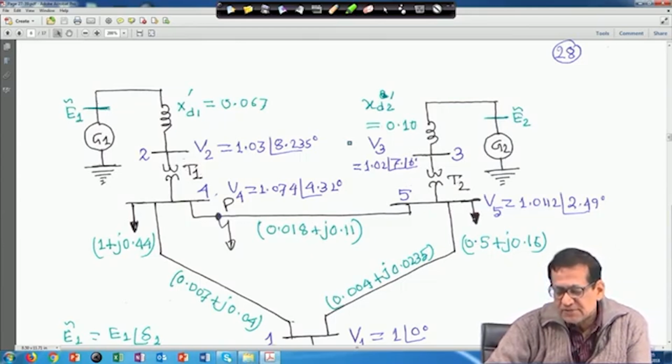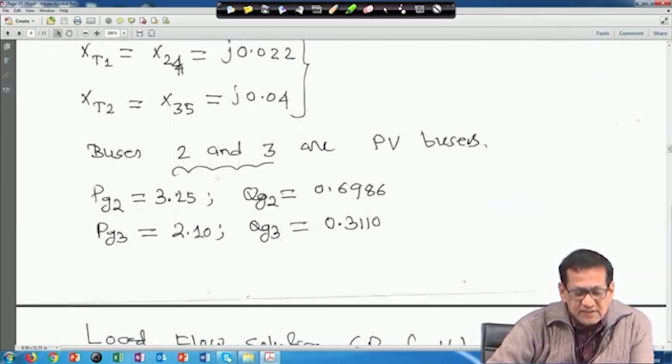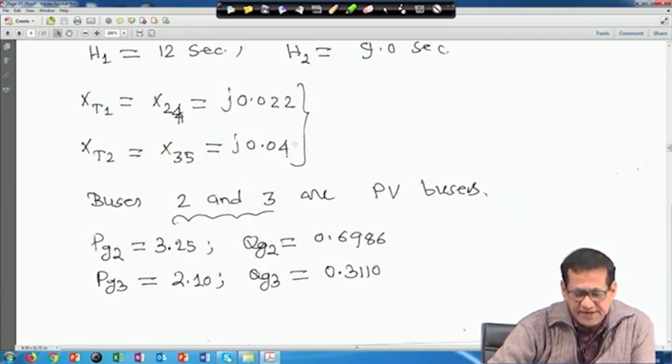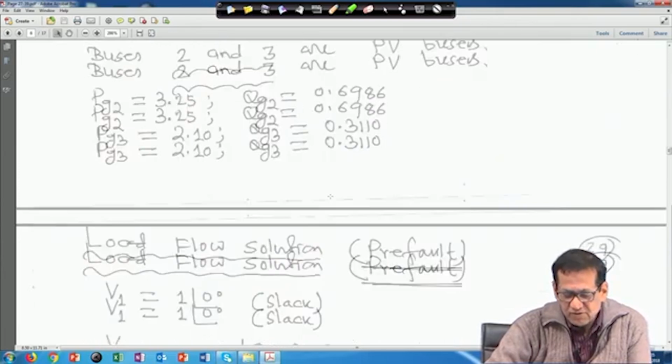Similarly, for transformer T2 it is X35. So, these two are given, XT1 is equal to X24 and XT2 is equal to X35, all in per unit. Buses 2 and 3 are PV buses, and PG2 is given as 3.25, PG3 is given as 2.10. As 2 and 3 are PV buses, after solving this, QG2 is 0.6986 and QG3 is 0.3110. Now, the load flow solution.